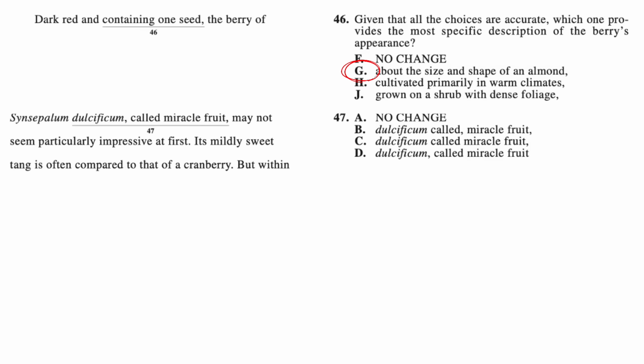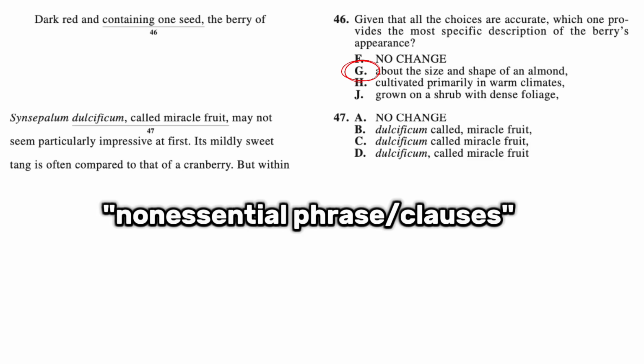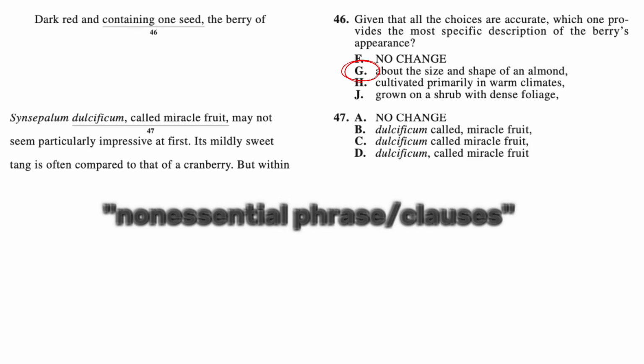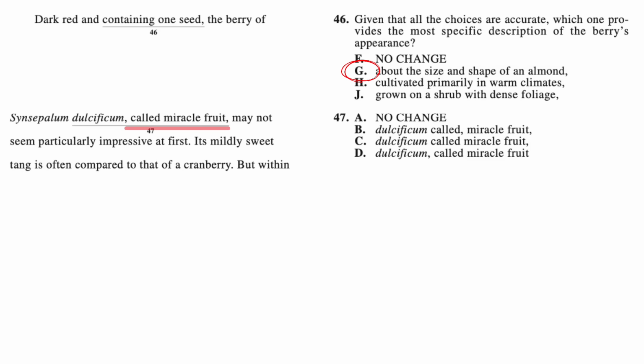Now, question 47 utilizes something called non-essential phrases. And we talked about this earlier with a phrase between two commas, right? You can see that the phrase called miracle fruit is surrounded by two commas, and this makes it non-essential, meaning that it's not necessary for the sentence to be complete. And like we did before, a good way to correctly identify these is by just removing the phrase from the sentence and reading it to see if it makes sense, right? So dark red and containing one seed, the berry of whatever that is may not seem particularly impressive at first. And that makes sense, right? So it is a non-essential phrase. So A would be the correct answer.